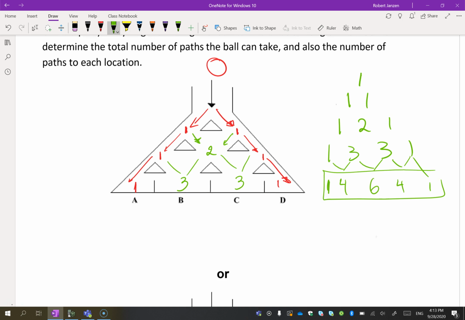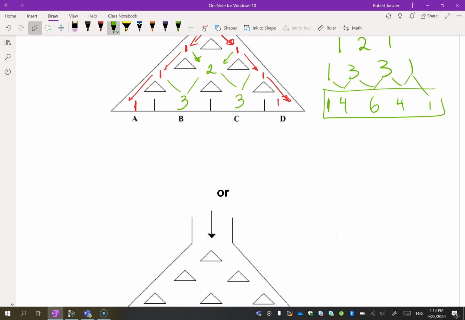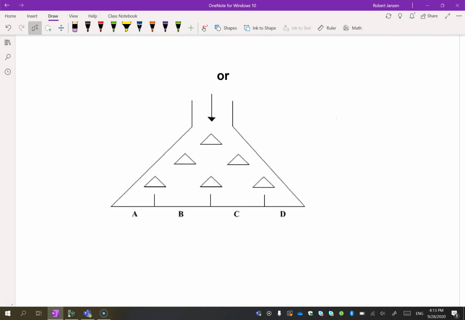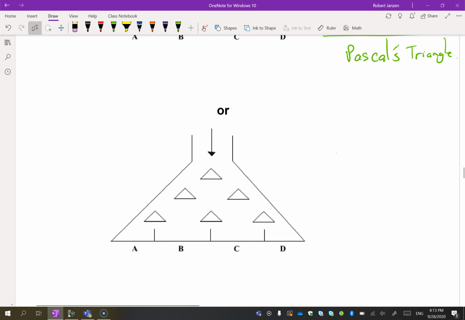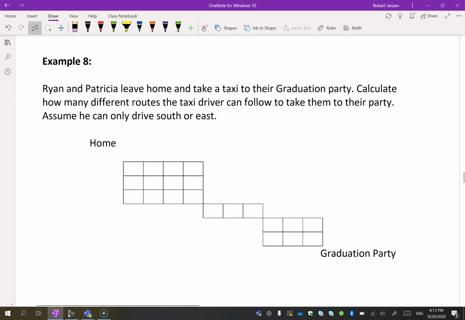I don't think you need to know that, but now you do know. I'll write it down here. It's called Pascal's triangle. Okay. We don't need the second diagram. Let's go to the next example.